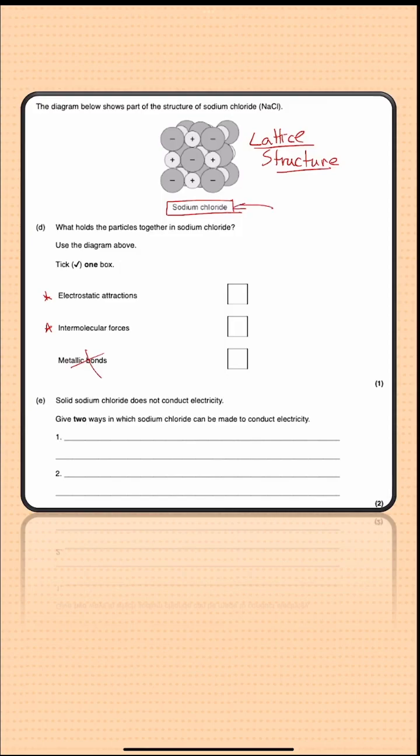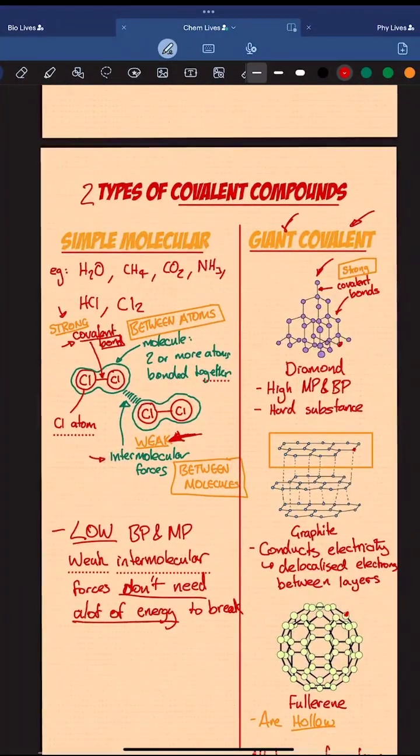So first of all, let's identify, is this ionic, covalent or metallic? Sodium chloride, how can we tell? Check which ones are metals and non-metals. Sodium is a metal, chlorine is a non-metal. That makes it ionic. Ionic, let's go back to our notes.